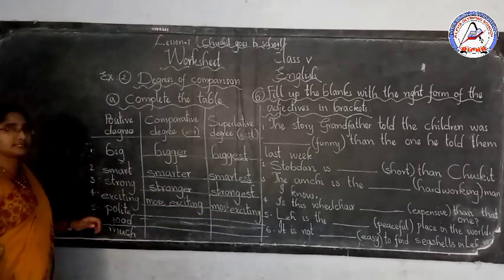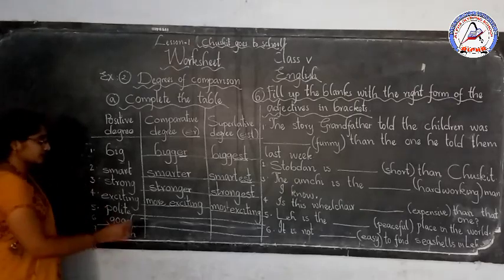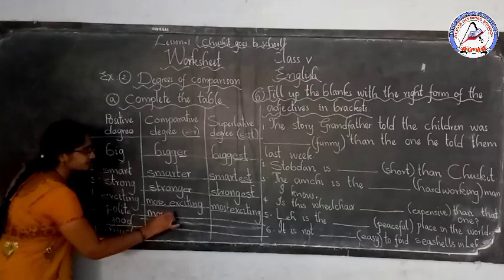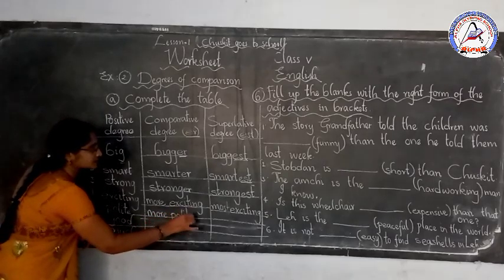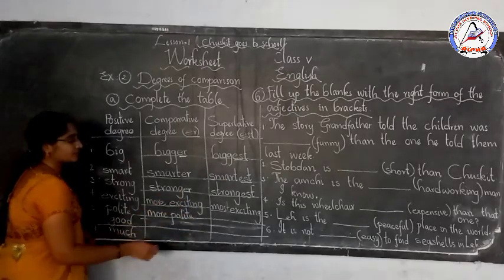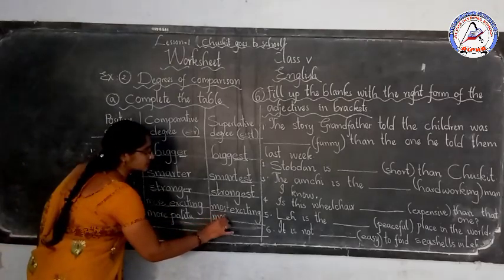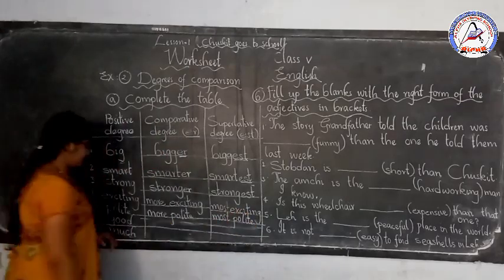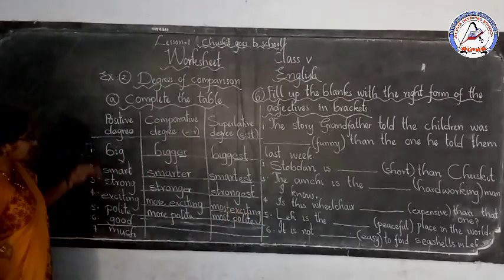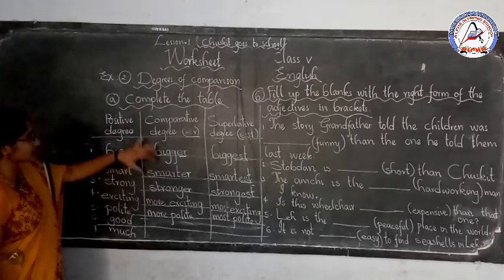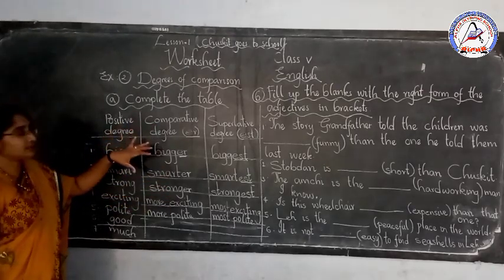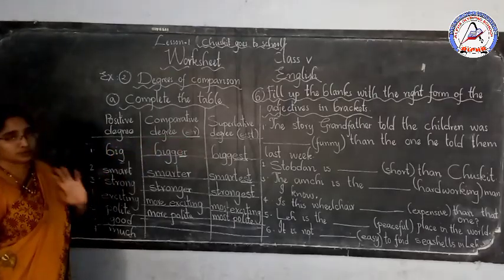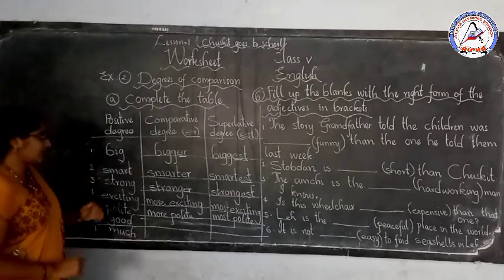Now let us see polite. Polite also has 2 syllables. So how will you write it? More polite. What is its superlative form? Most polite. More polite, most polite. Next, good. See, up to here these are all regular adjectives. Why? Because they have taken er or est, more or most. This type of words are regular adjectives.